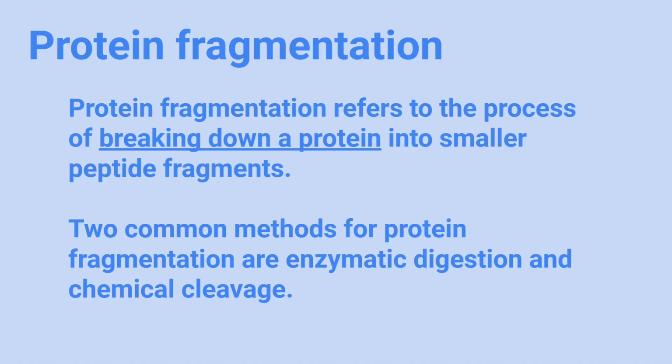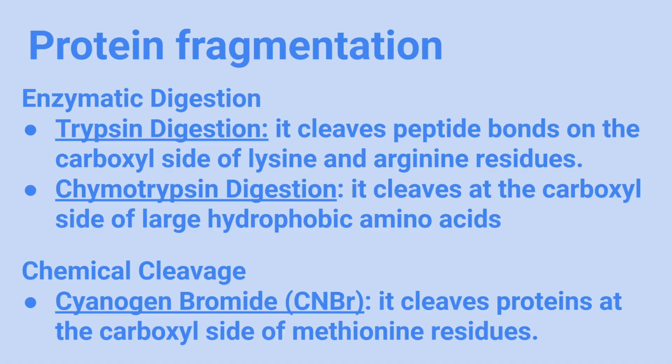We find trypsin digestion. Trypsin is a proteolytic enzyme that specifically cleaves peptide bonds on the carboxyl side of the lysine and arginine residues, as you see over here. When a protein is treated with trypsin, it cleaves the protein at these specific amino acids, resulting in a set of smaller peptides. Then we also have the example of chymotrypsin digestion. Chymotrypsin is another proteolytic enzyme, but it cleaves at the carboxyl side of large hydrophobic amino acids like phenylalanine, tryptophan, and tyrosine.